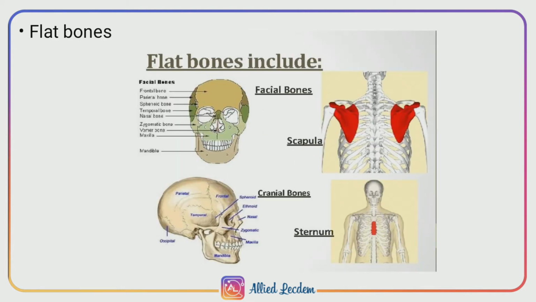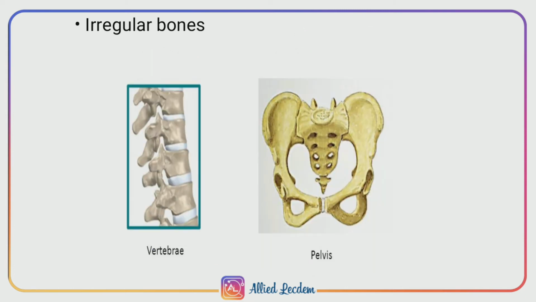Third is flat bones, which resemble shallow plates and form boundaries of certain body cavities. Examples of flat bones are bones in the vault of the skull, sternum, ribs and scapula. They act as protective bones to the organs. Fourth one is irregular bones. Examples are hip bone, bones in the base of the skull, sphenoid, and first and second cervical vertebra.